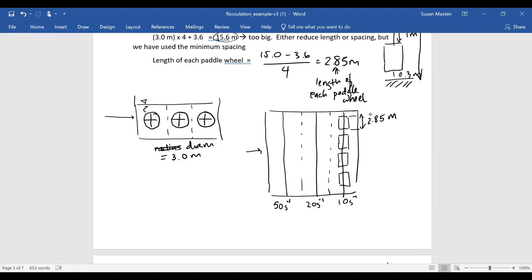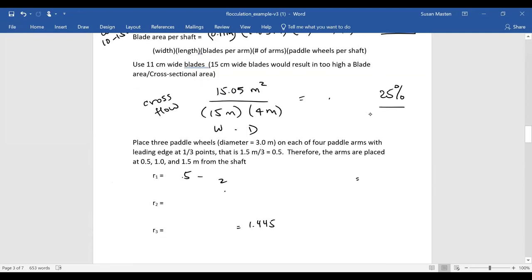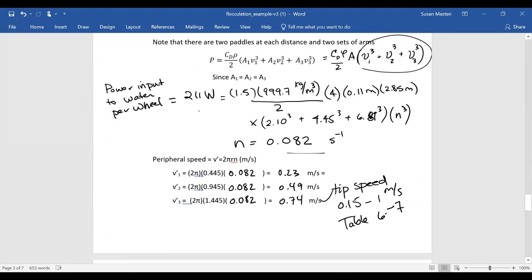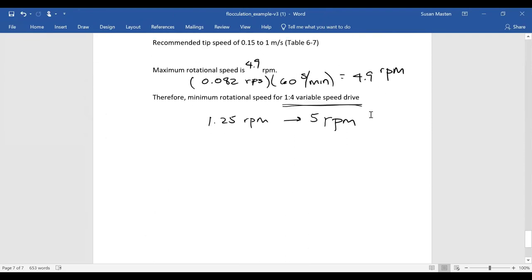So if I'm changing my rotational speed, I'm changing the G. And remember, my G value, we've got a maximum value so that we don't shear the flock. So if the only thing I can change operationally is the rotational speed, I want a variable speed drive so that I can adjust the rotational speed. So if I have a 1-4 variable speed drive, which is typical, that would allow you to change your rotational speed from 1.25 RPMs up to 5. Okay, so it's the maximum. Does that make sense why we would do that?